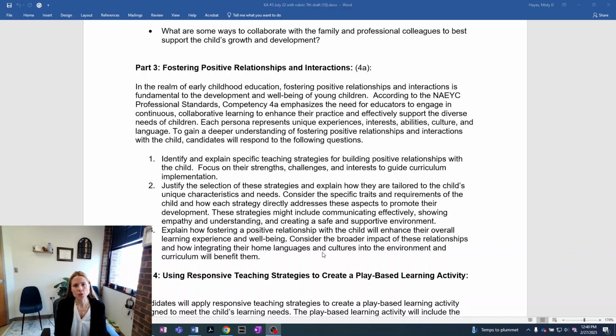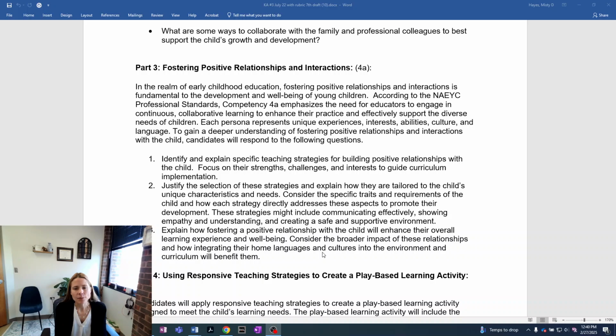Okay, so go back to your persona, your child persona you chose. You used that child to complete parts 1 and 2 of this project. You're going to continue using that persona child to complete parts 3 and 4. So when you're looking at the child's persona, look at their unique experiences. Look at their interests, their abilities, their culture and language. All of these things are important pieces of information.